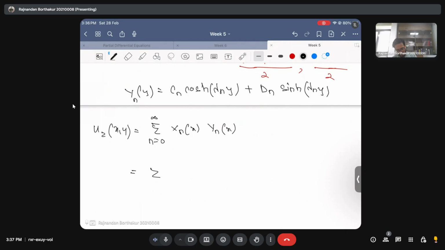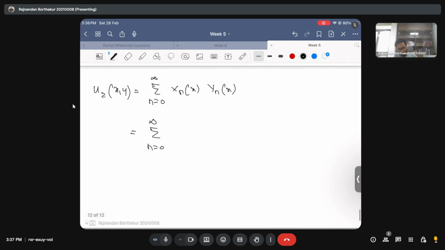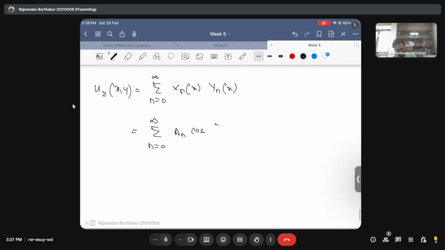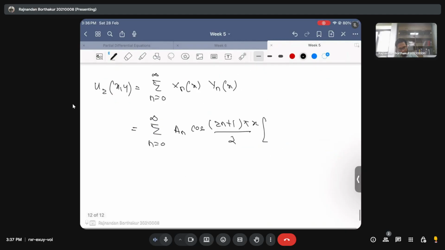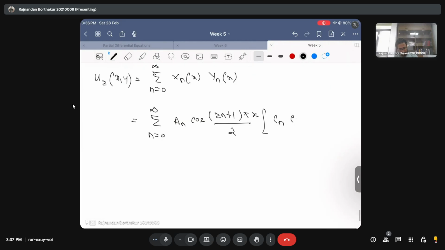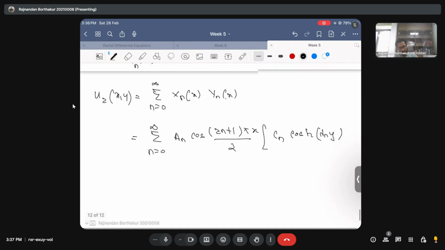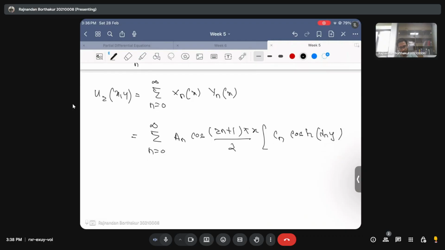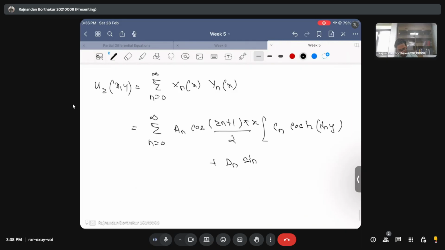So let's write it: summation n equal to 0 to infinity Xn. What is Xn? Xn is equal to an cos of (2n plus 1) pi x by 2, and Yn is going to be equal to cn times cos hyperbolic lambda n y, where lambda n we already know. Just for the sake of keeping it short, I'm writing this in terms of lambda n only, plus dn times sine hyperbolic of lambda n y.